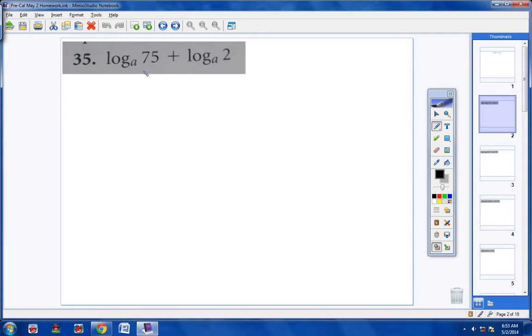Here we go. The first thing you always want to do is make sure there's no number or variable out front to the left, and there's not in both of those. Let me fix my pen here real quick. Okay, the next thing we notice is that we have a plus sign here. Notice they both have the same base, which is very important. They both must have the same base, so you can write one logarithm, and because the two logs are being added, you can take the two arguments and multiply them. So the answer would be log base A of 150.